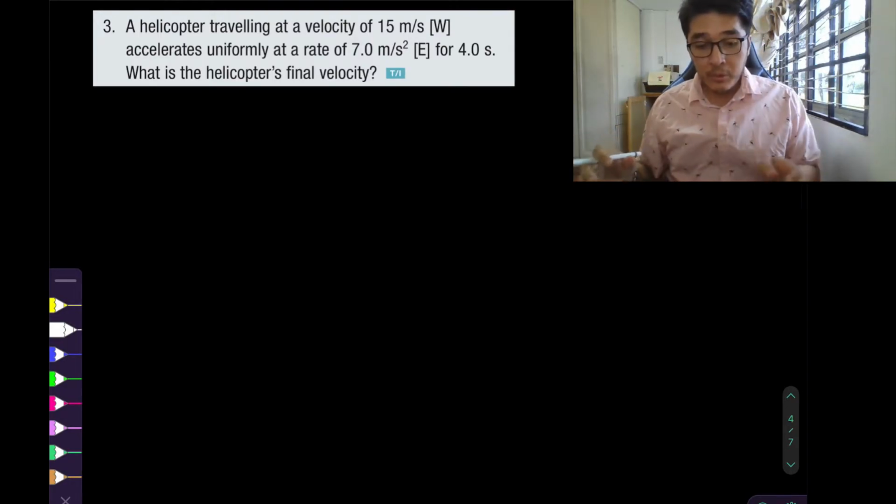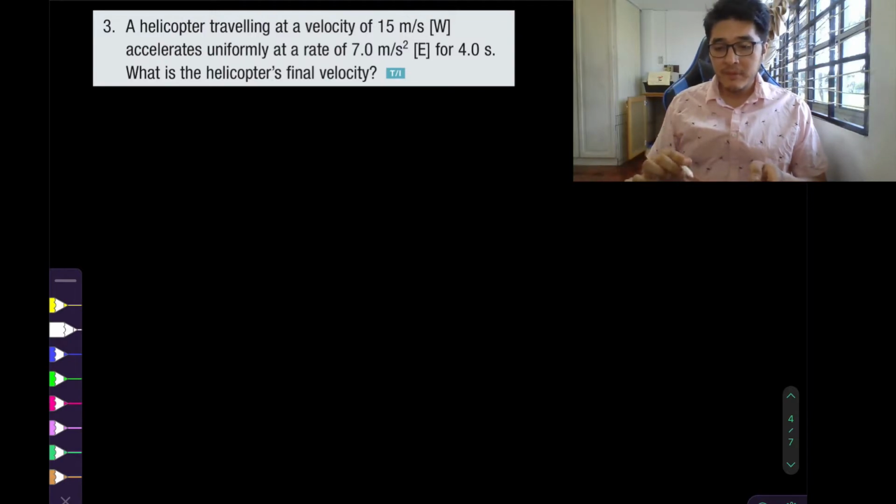So for question number 3, we have a helicopter traveling at a velocity of 50 meters per second west, that accelerates uniformly at a rate of 7 meters per second squared east for 4 seconds. What is the helicopter's final velocity?